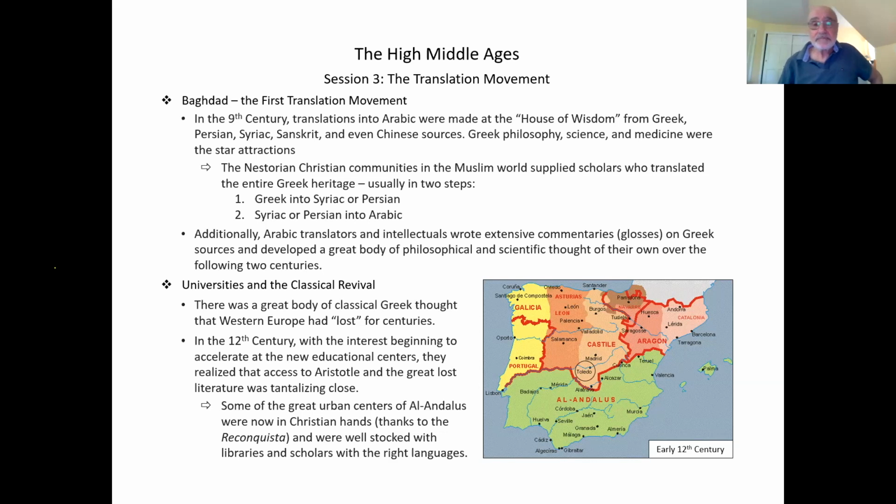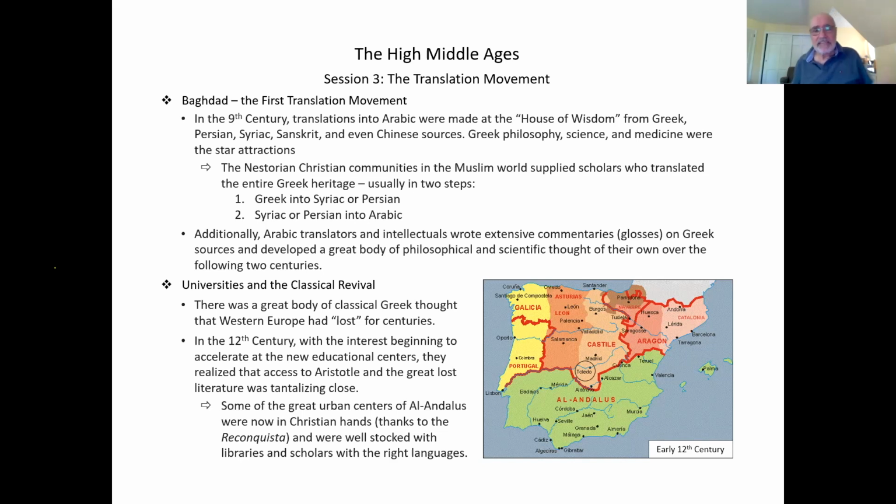And the reason I mentioned the Nestorian Christian communities and the translations from Greek is because Greek philosophy and science and medicine were immensely influential in the Arab world. And the Arabs built these spectacular collections, these libraries that were filled with every Greek document they could get their hands on, translated into Arabic. And then they proceeded in the 9th and 10th and 11th centuries to elaborate on those.